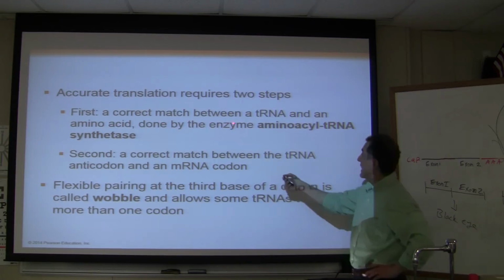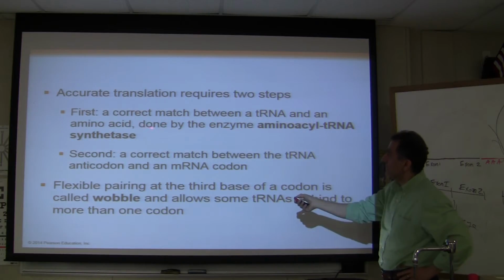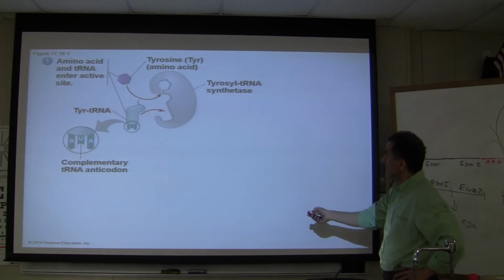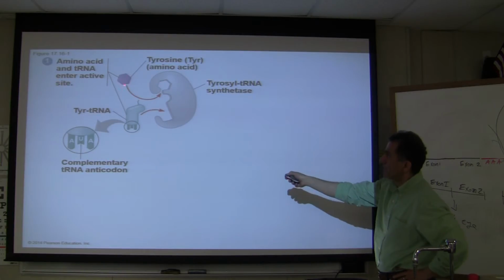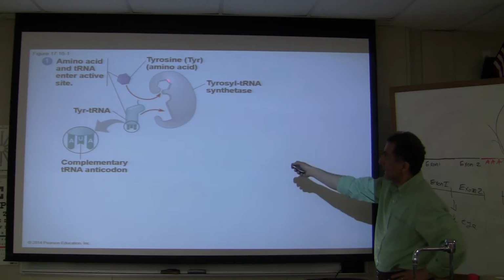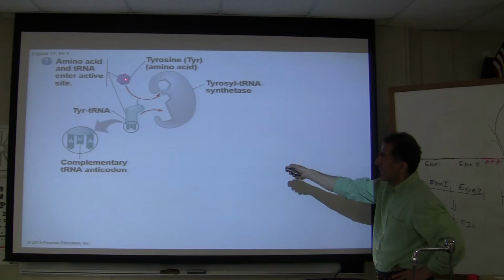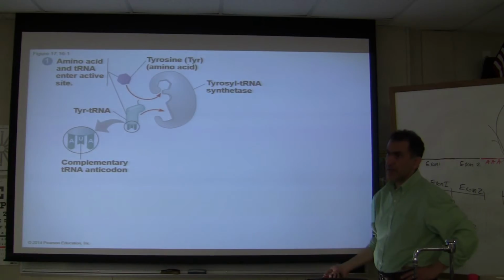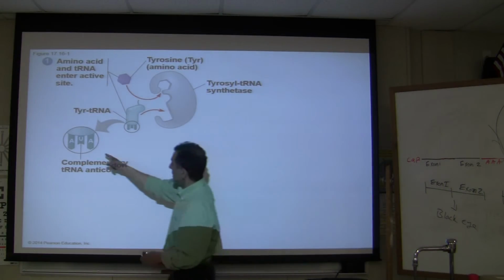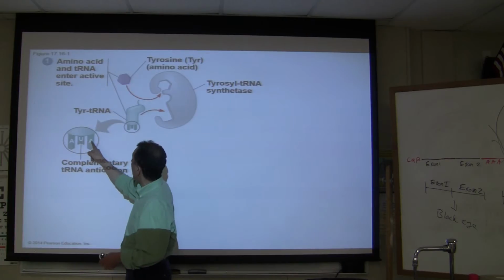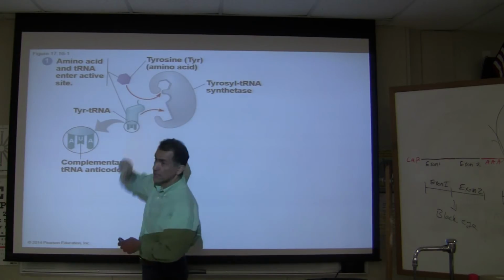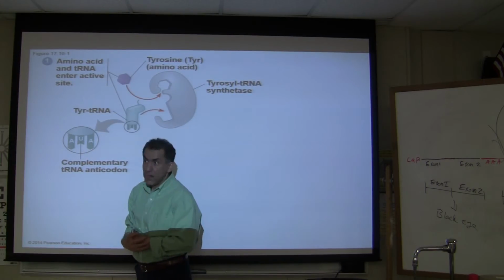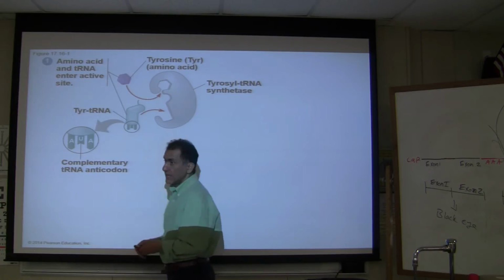Okay, a correct match between tRNA and amino acids. This is step one: the correct match between the enzyme, tRNA, and amino acids. There has to be a correct match because these three, AUA, match with tyrosine. That's the first step.